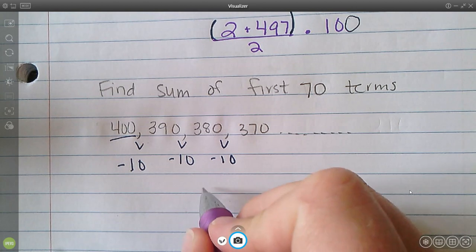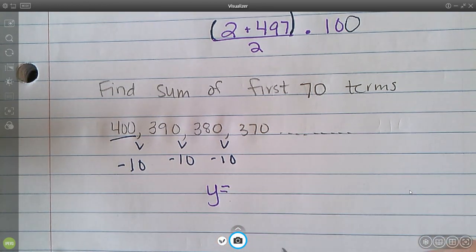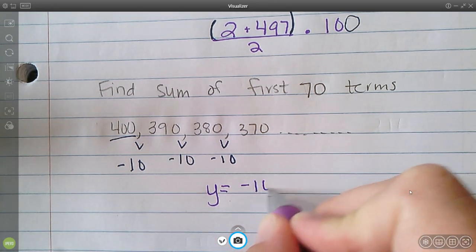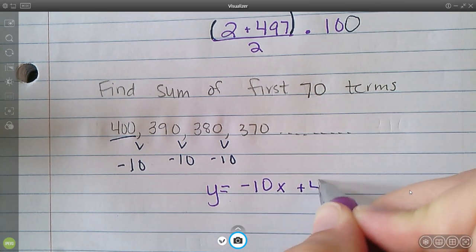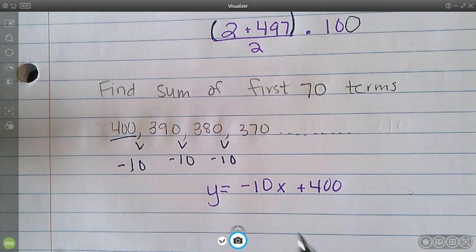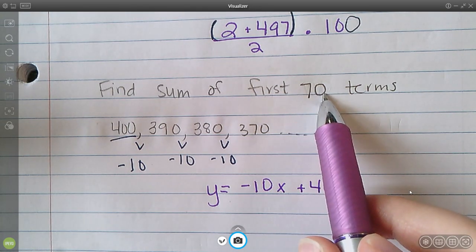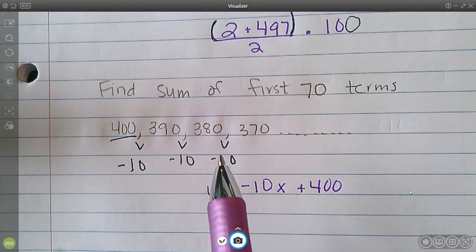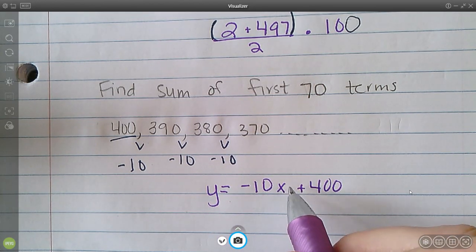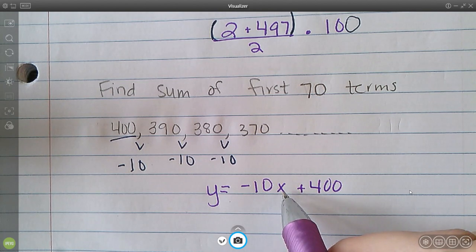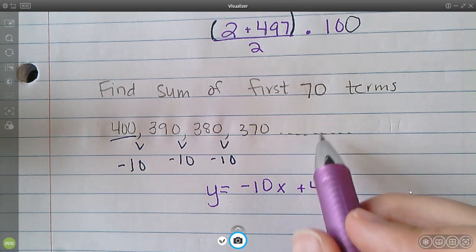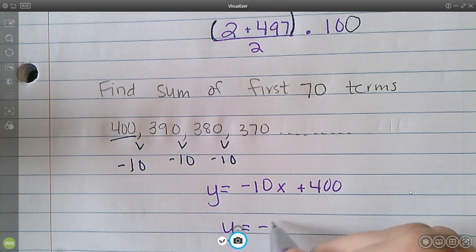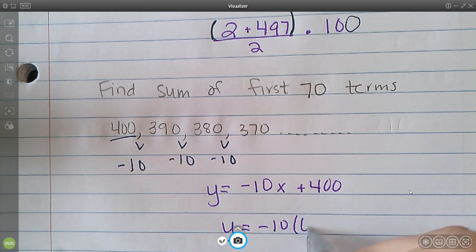All right, so we need to write our y equals. Y equals, we're going down by 10, so negative 10x, and we started at 400. We are trying to find our 70th term. I'm not going to make my table based on the last two examples. If I plug in 50 here, that would give me my 51st term. So if I want my 70th term, I plug in one less than that. So negative 10 times 69 plus 400.